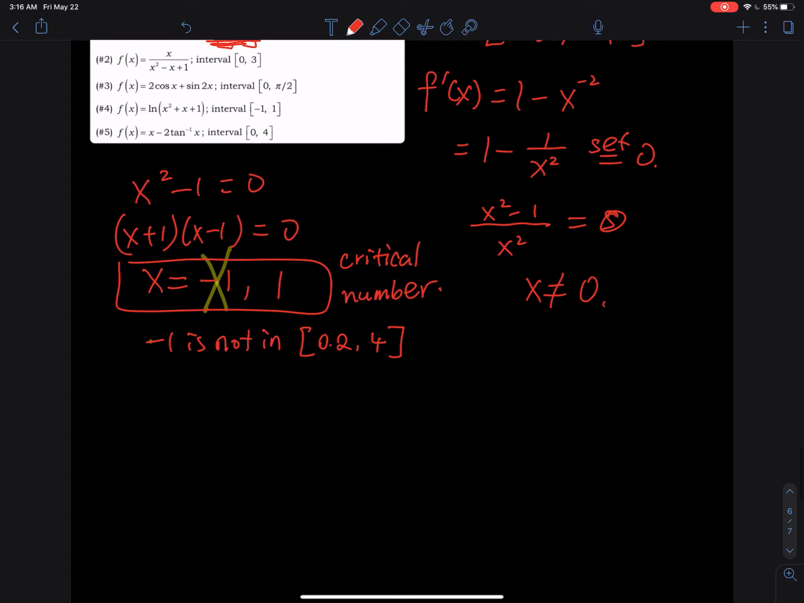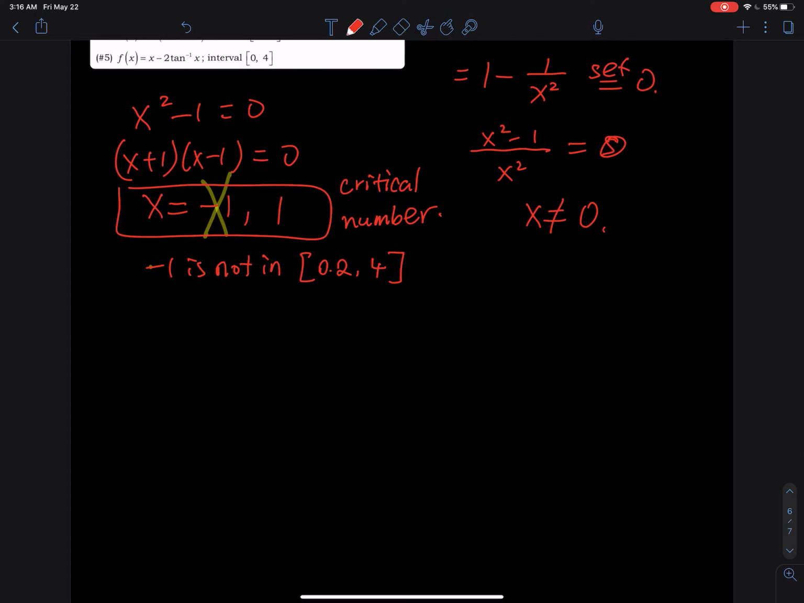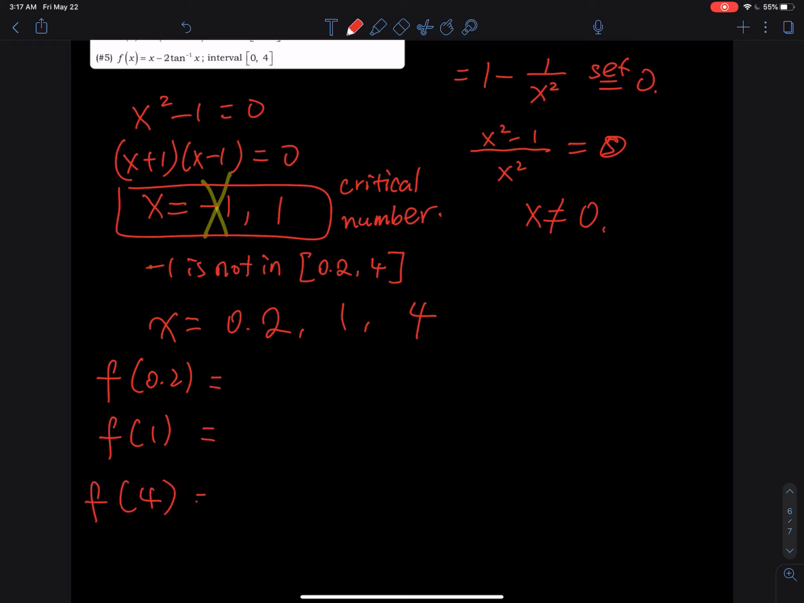Okay, here is how we are going to do it. So we have x equals what? 0.2 and then 1 and then 4. All we have to do is we plug that into the given function to find the highest y and the lowest y. So we have to find f of 0.2, f of 1, and f of 4. So when x equals 0.2, we plug it into the given function. How come we don't plug it into the derivative? The answer is we are looking for the location of a point. So that's why we use function f, not f prime.